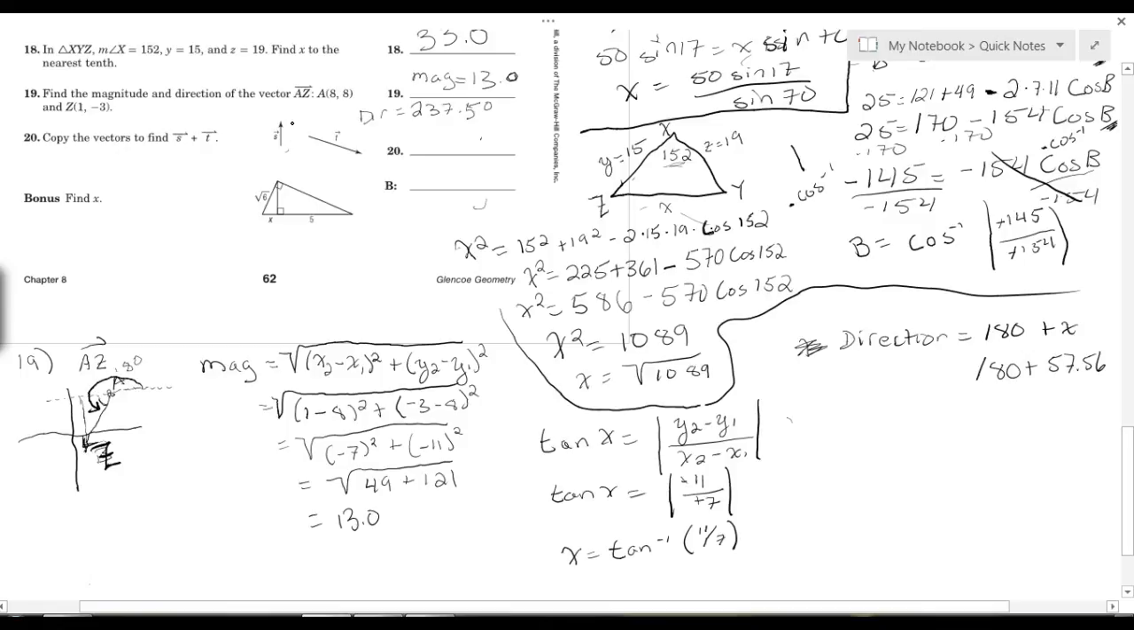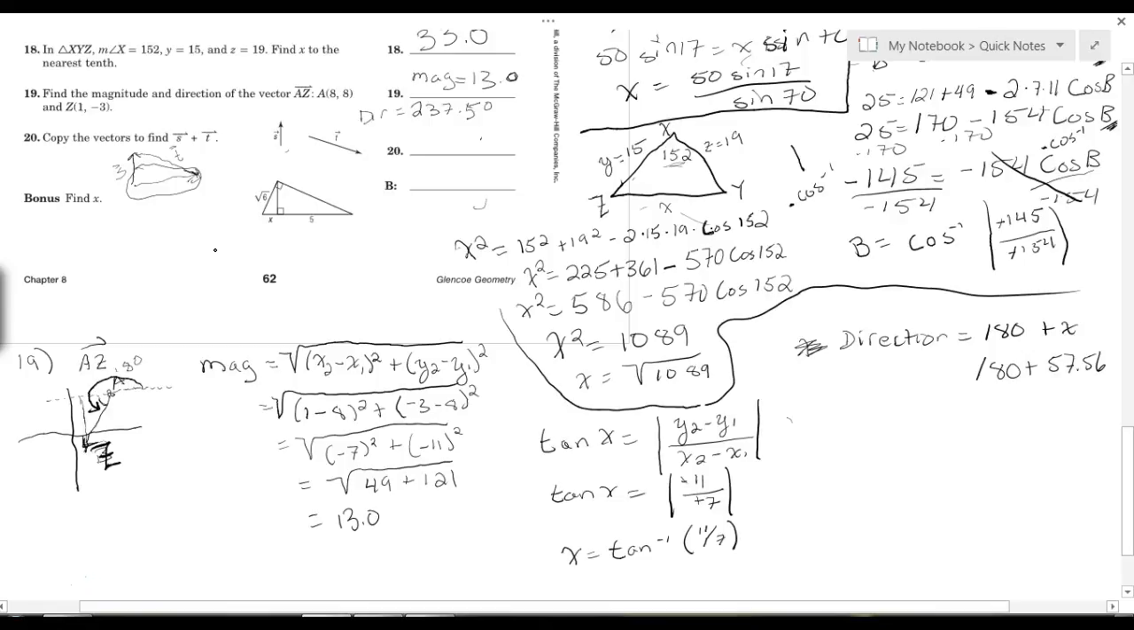Number 20 is just vector addition. It asks you to copy the two vectors and add them together. So here's vector S. Remember, when we're doing vector addition or subtraction, we always have to go tail to head. So here's the head of S, and from there, I'm going to start at the tail of T, draw T, which shouldn't have gone down quite so far. And then my new vector goes from the tail of one to the head of the other. So this is my answer right here.